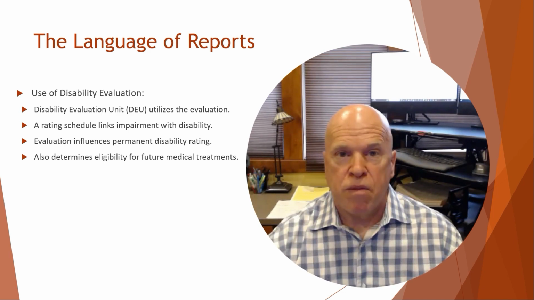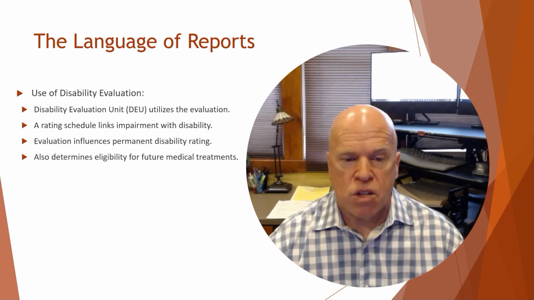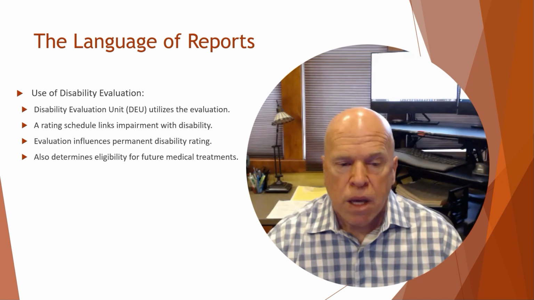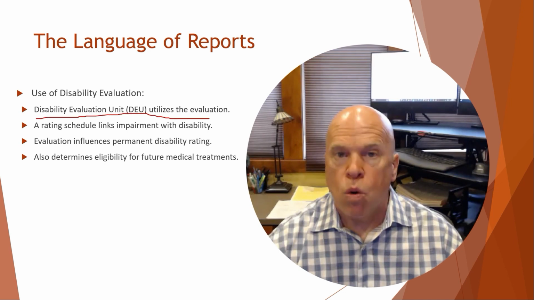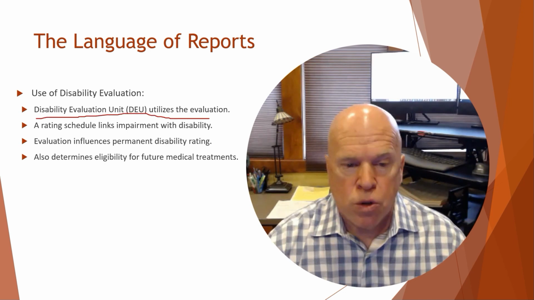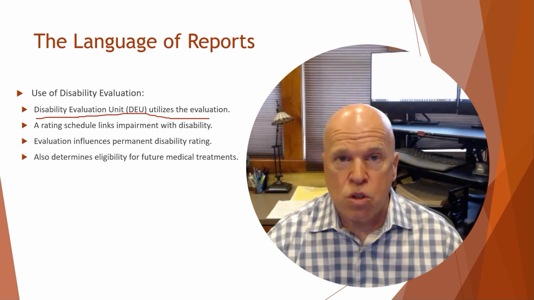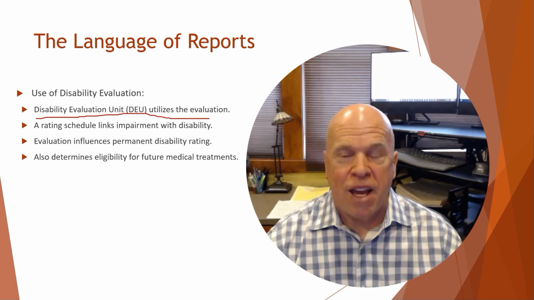Now, there's many different ways that these claims are settled and these cases are resolved, and we'll talk about some of these different pathways that can bring these cases and claims to resolution. But in general, one of the ways involves the use of your report by the Disability Evaluation Unit down in Oakland, California. So there's a unit down there on Clay Street in Oakland called the DEU, the Disability Evaluation Unit, and this is where all reports end up.